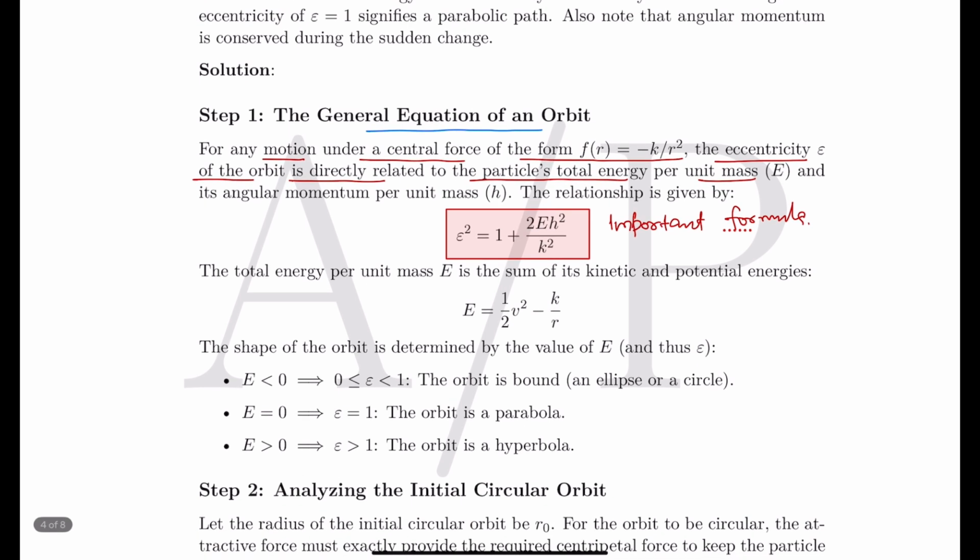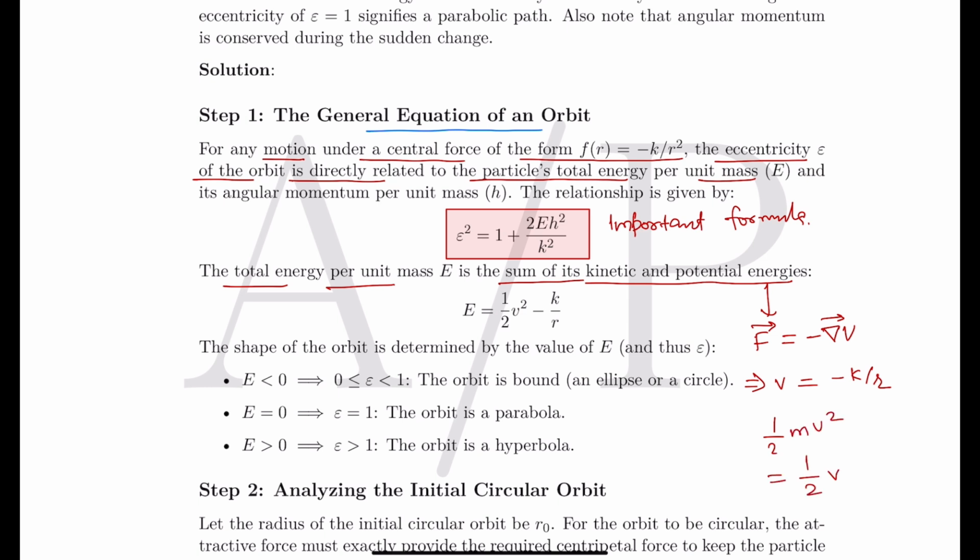Now, the total energy per unit mass will be the sum of its kinetic and potential energies, and you can find the potential energy using a formula. As the force is conservative, we can always write it as the gradient of some scalar function v. So if you try to find v with some integration, you will find that it is going to be minus k by r, and kinetic energy will be half m v square. For unit mass, it is going to be half v square. So this is what we have written in this particular expression.